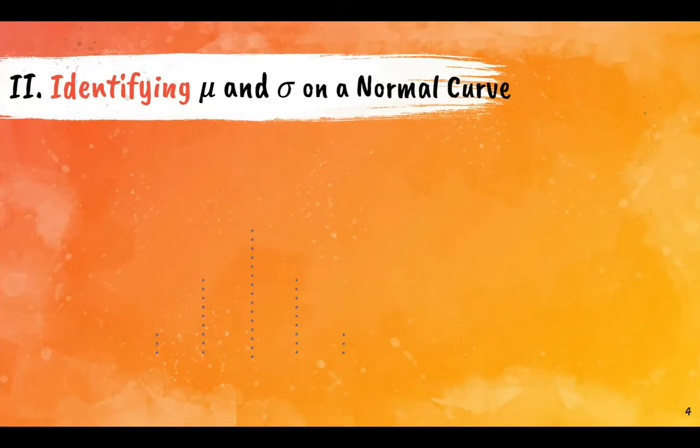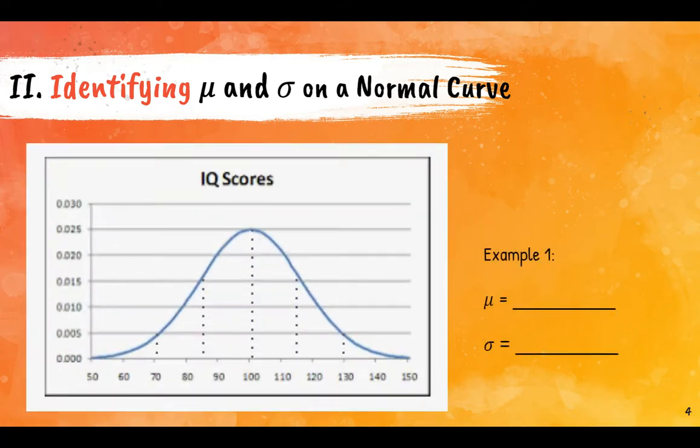We can identify mu and sigma on a normal curve, which means we can identify the mean and the standard deviation looking at a normal curve. This example shows the distribution of IQ scores. So if we look at this, what value is in the center at the high point? In this case, the mean of standardized IQ scores is 100.